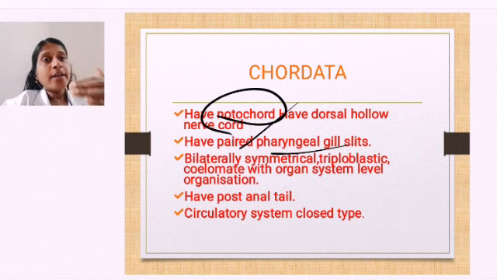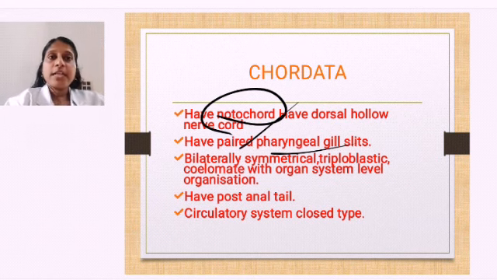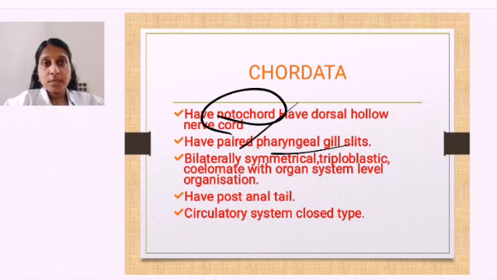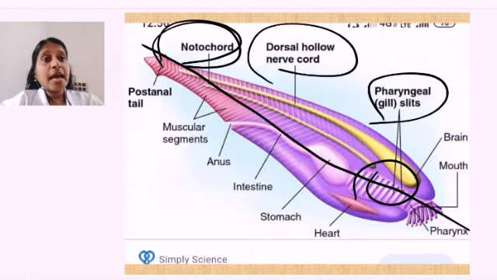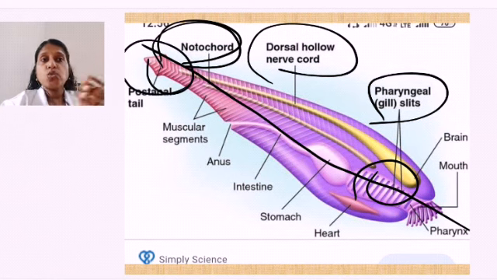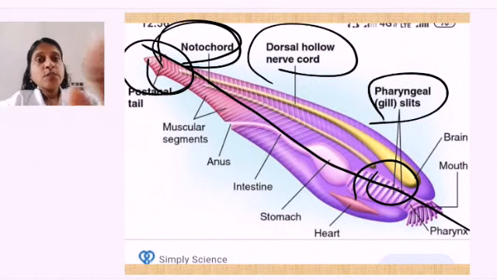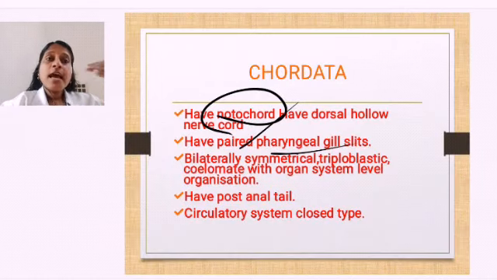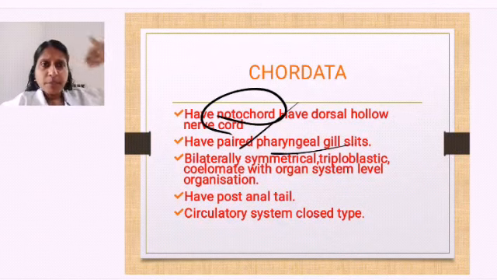Okay. And organ system means they have well developed organs connected with different organs. The organ system is well developed within them. And they have a post-anal tail, which means they have a tail. Okay, so this post-anal tail is also present in the chordates, right? So that is the next characteristic. Post-anal means backside. Pre means what? The front, post means back, right?